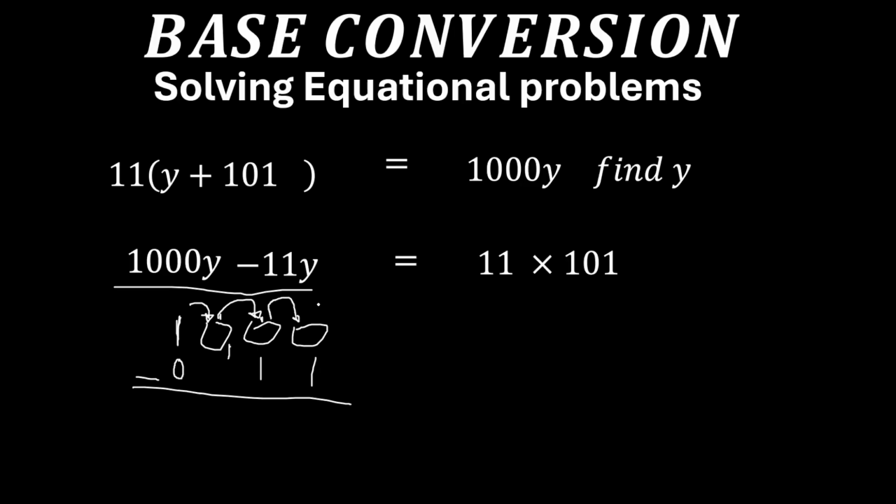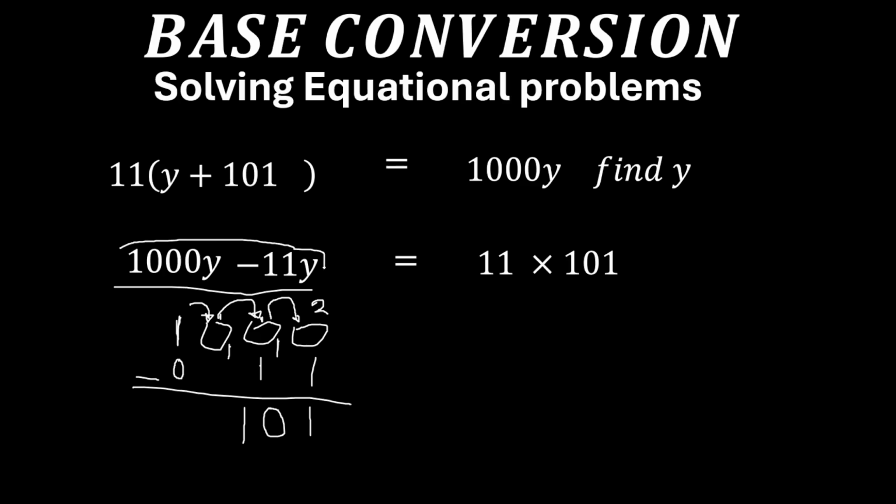So this place has become what? 2. And this place has remained as what? 1. So 2 minus 1, answer is what? 1. This one is now 1. 1 minus 1, answer is what? 0. Then this one remains 1, 1. This one remains 0. So automatically, our answer is equal to what? 1, 0, 1.